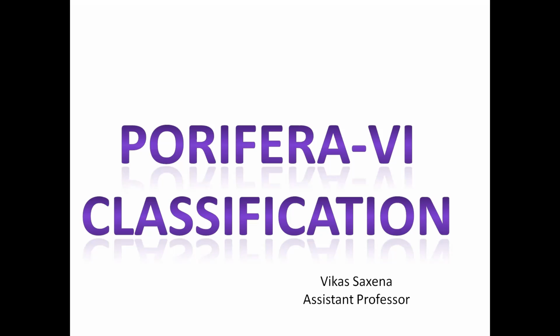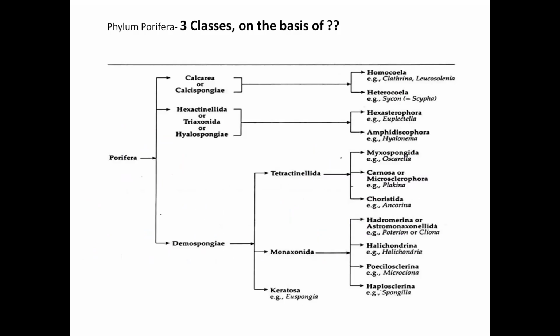So today we will study about the basis of classification, the classes, some orders, and the examples found in phylum Porifera and in its different classes. As we can see in this line diagram, phylum Porifera is divisible into three classes, and the basis is skeleton: whether it is made up of spicules or of spongin fibers.